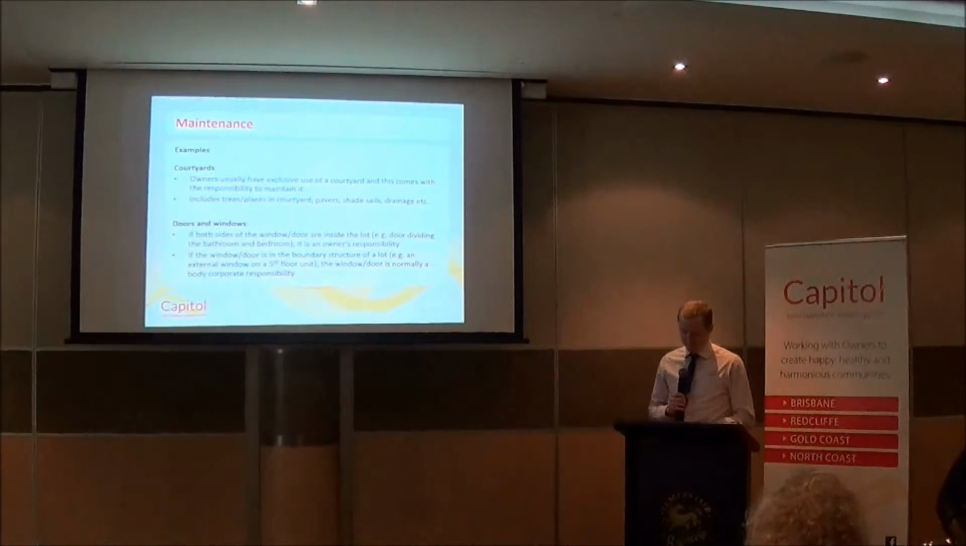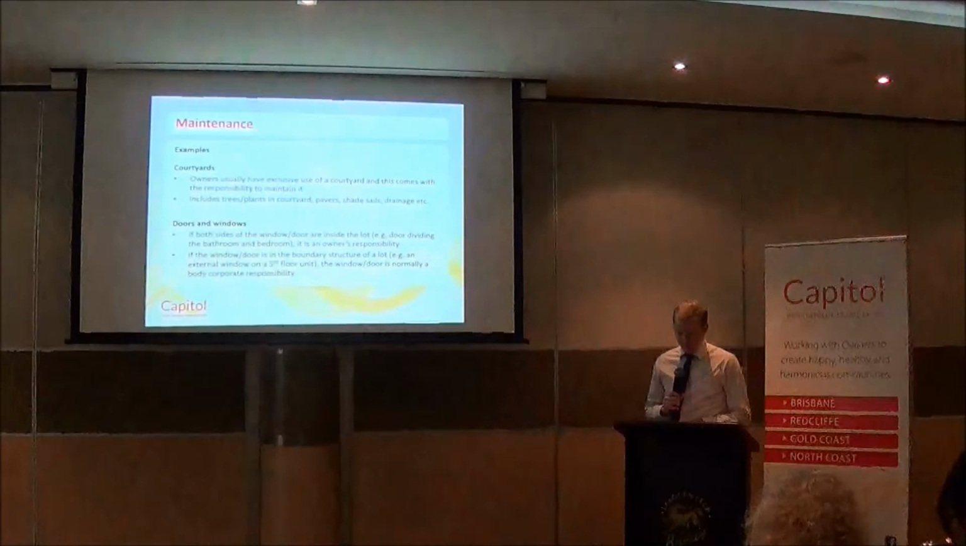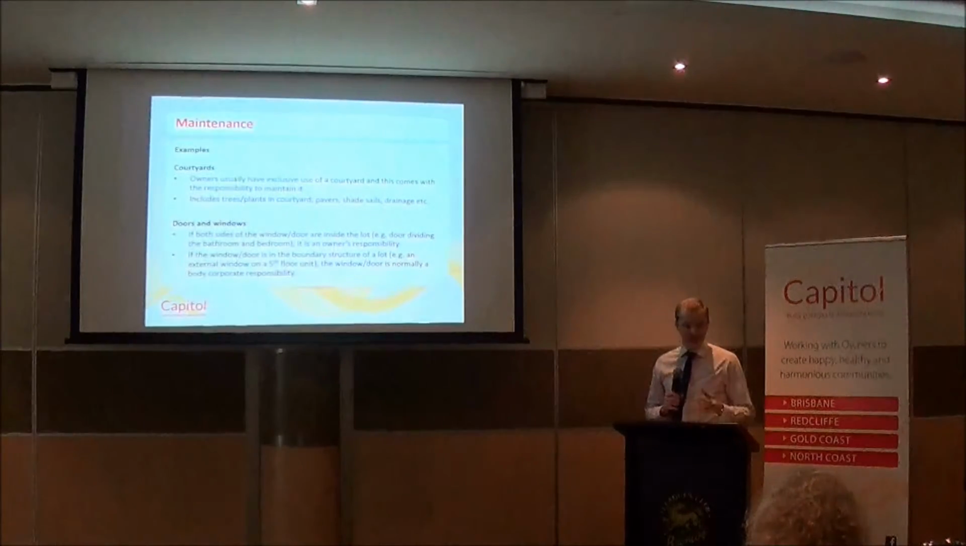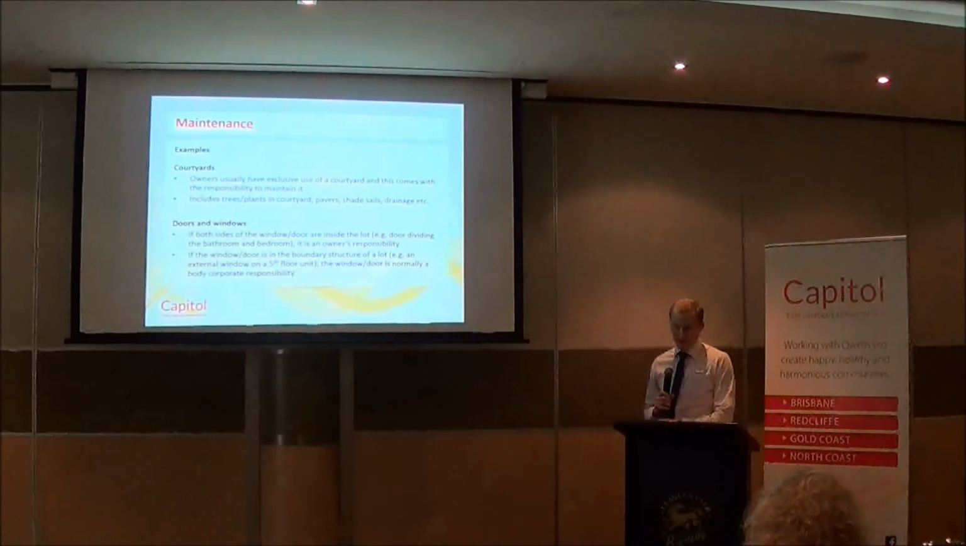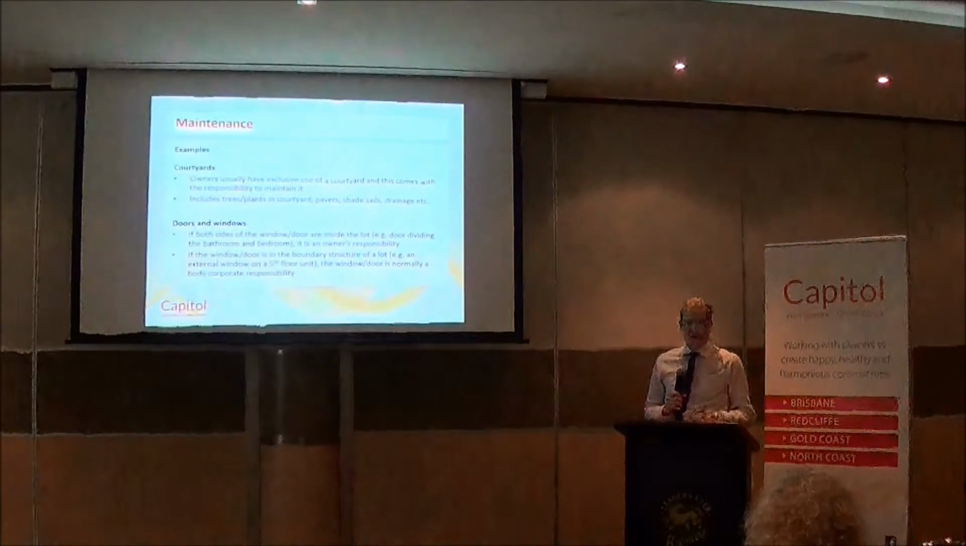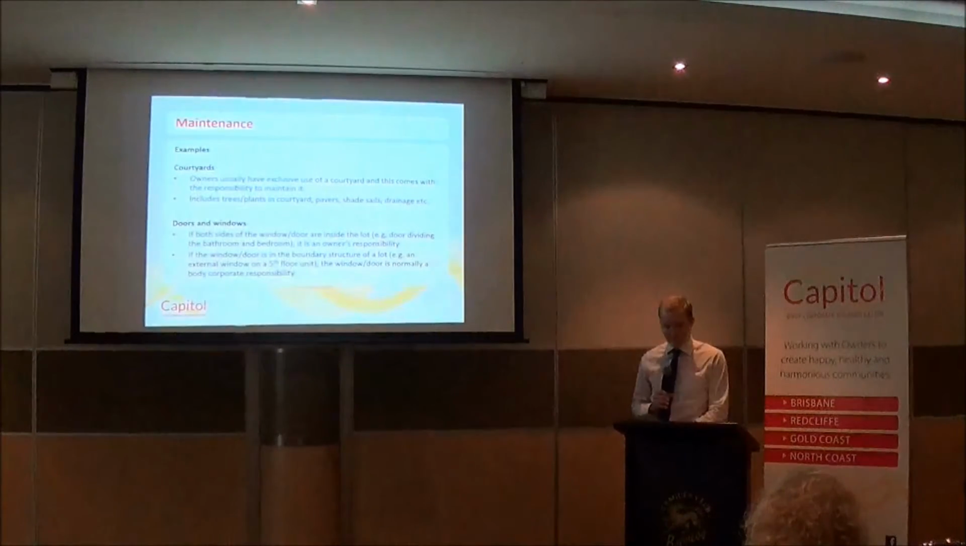For doors and windows, it's important to consider what I spoke about earlier within that red outline of boundary. So if both sides of the window or door are inside the lot, that is inside that red area, such as a dividing wall between, say, a bathroom and a bedroom, the owner is actually responsible for that, remembering that only one lot is affected in that circumstance. However, if a window is in a boundary lot of the structure, such as a window up on the 5th floor, this is where the body corporate is going to actually pick up that expense.